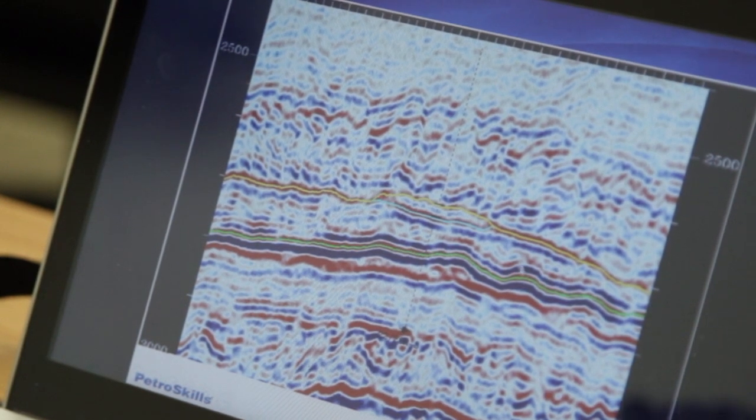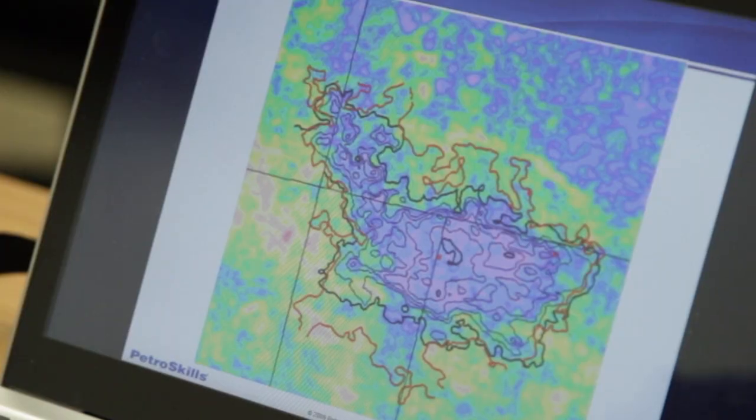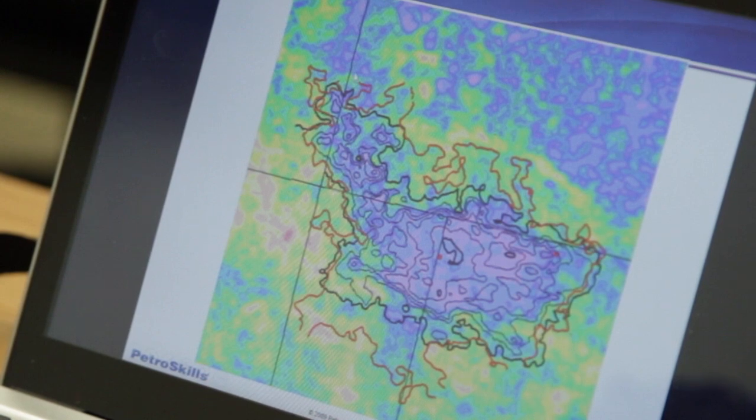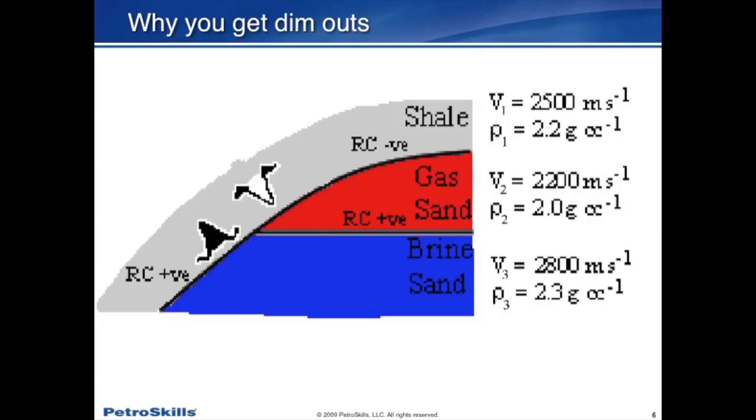This creates kind of an interpreter's dilemma, because our eye loves to follow high amplitude events. In this case, we get to the dim spot and we tend to want to follow down and come back up, and we may miss the fact that there's a bright spot there altogether. On this slide, this is a time slice across the top of a structure. The red line indicates the structural closure, and within that you'll notice that the amplitude is significantly reduced from the surrounding areas, indicating that we're dealing with a gas cap across the top of the section.